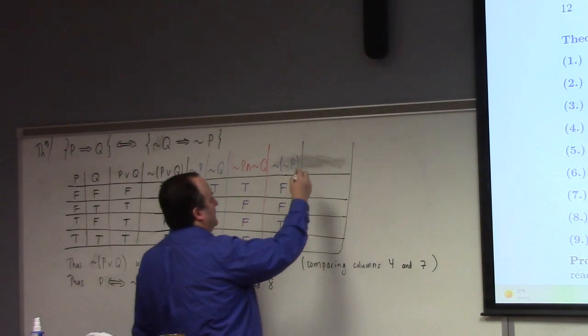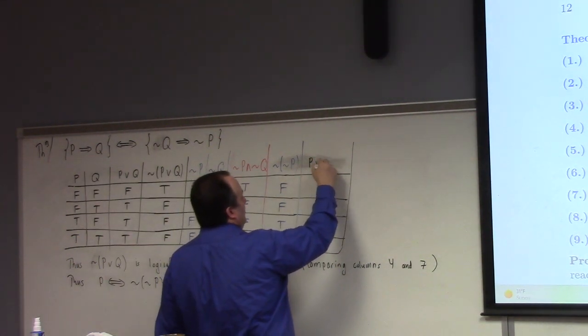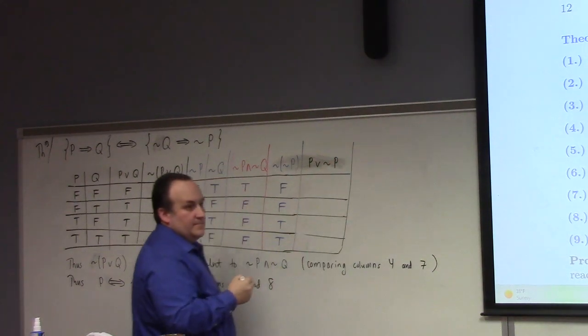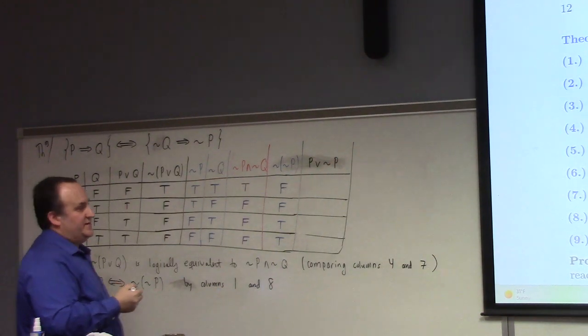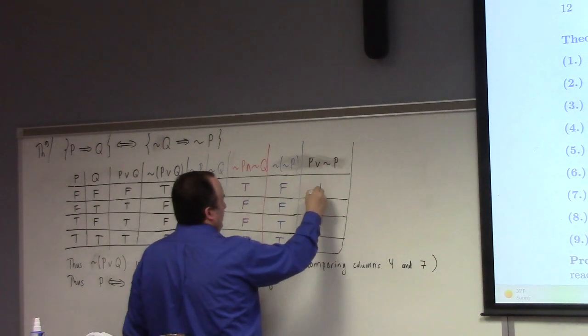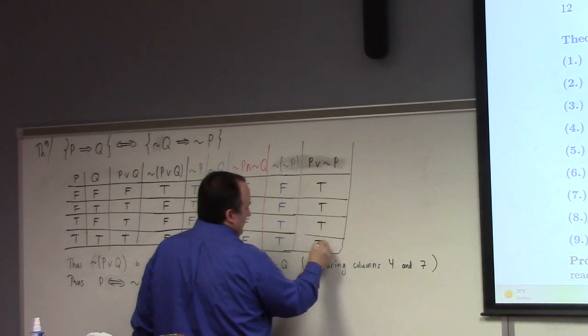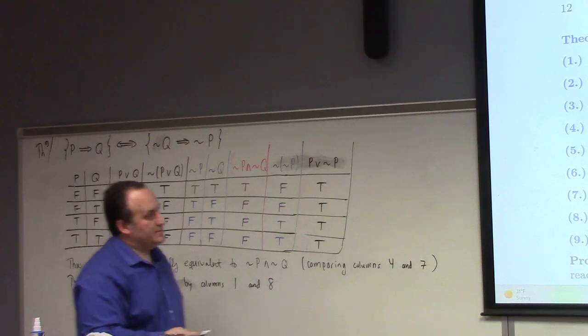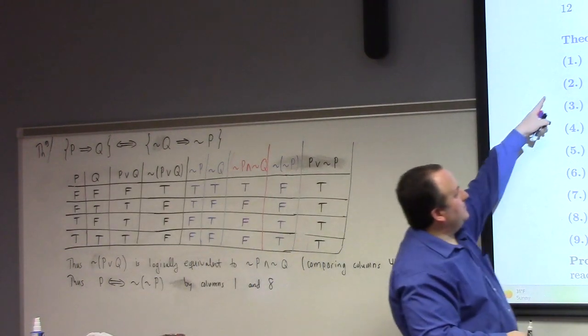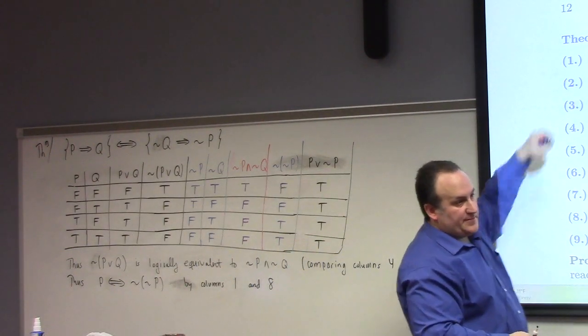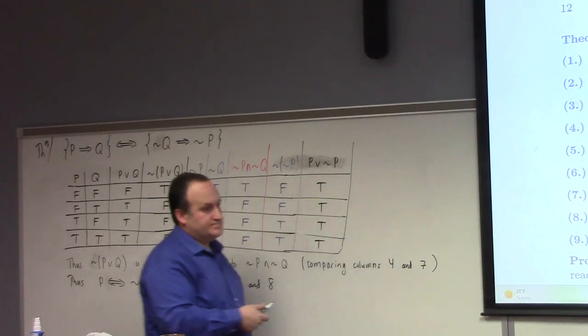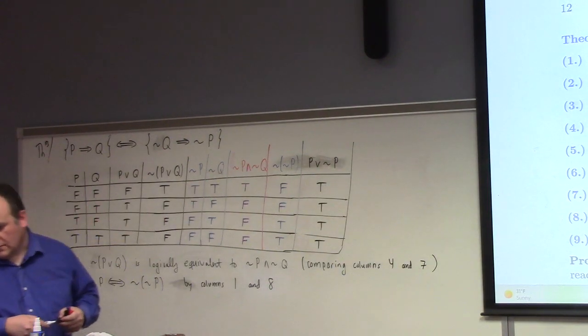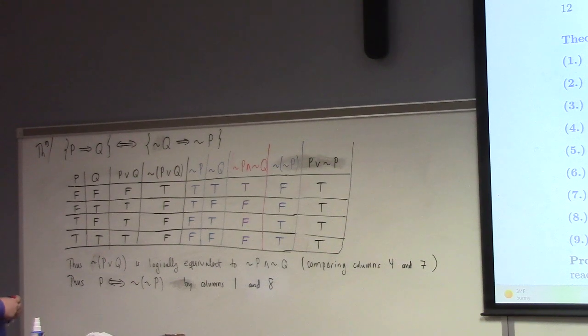Another tautology we can form is P or not P. P or not P, how's that go? It's true. Right? This is the so-called law of the excluded middle up here. The law of the excluded middle. Let's see here.